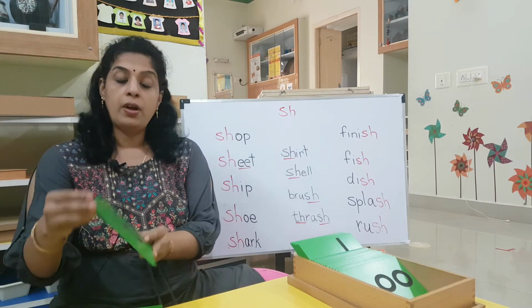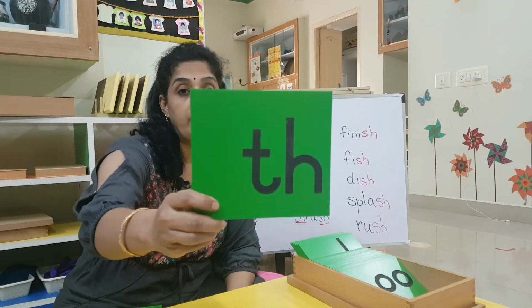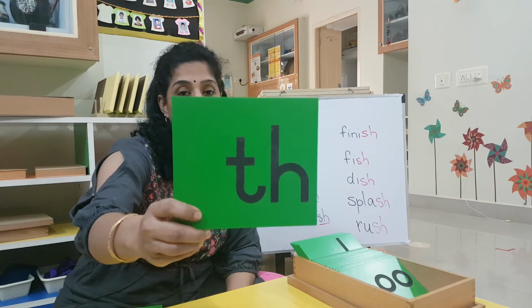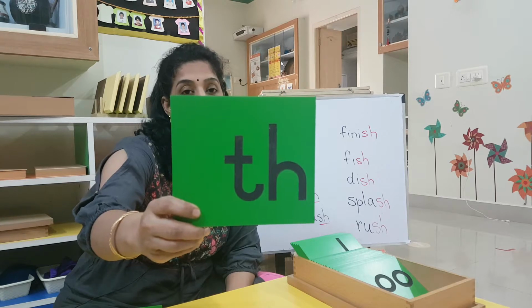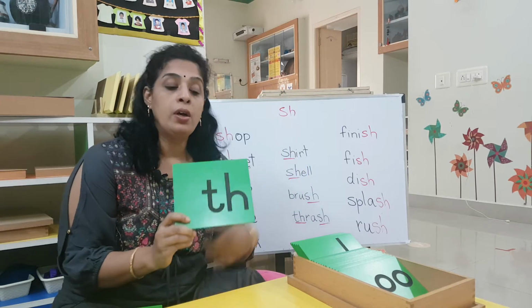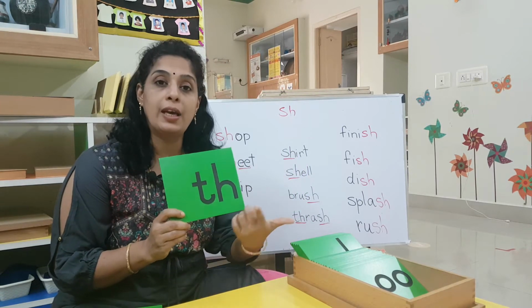Next phonic sound that we had learned was th, as in thunder. Is it not? Thick, thin, thunder. So wherever you hear the sound th, you're going to write T and H together.